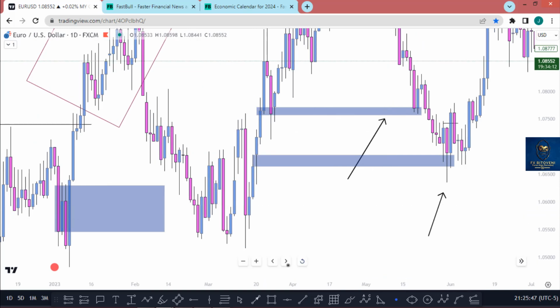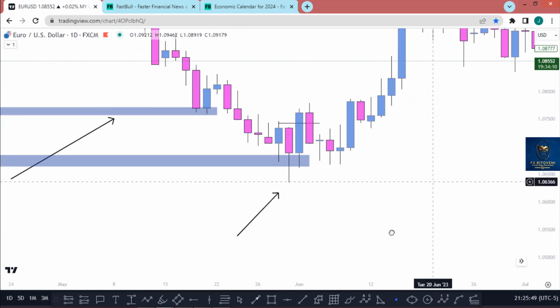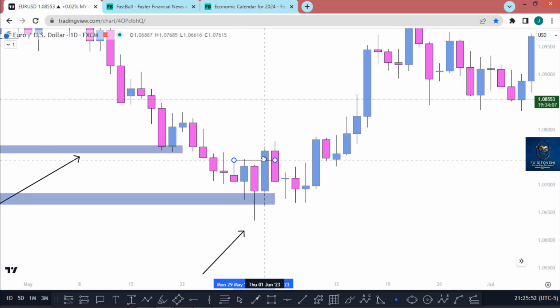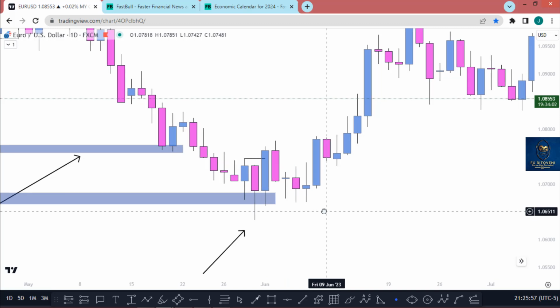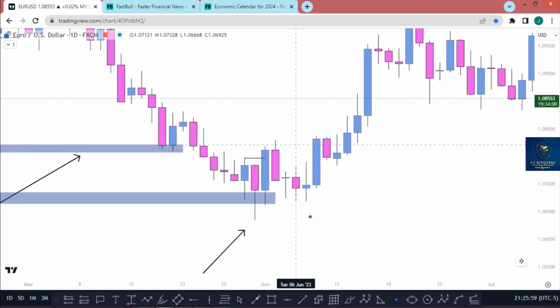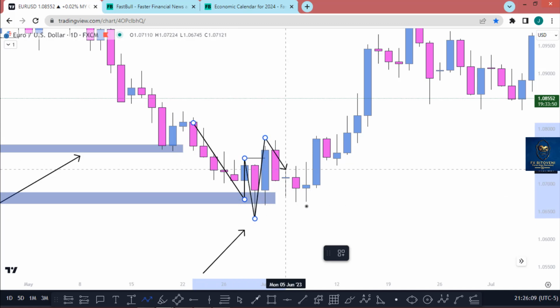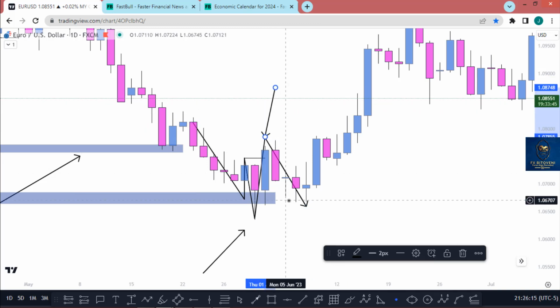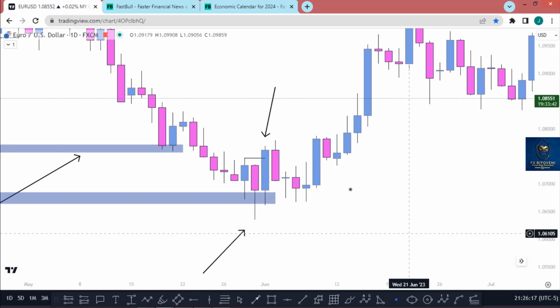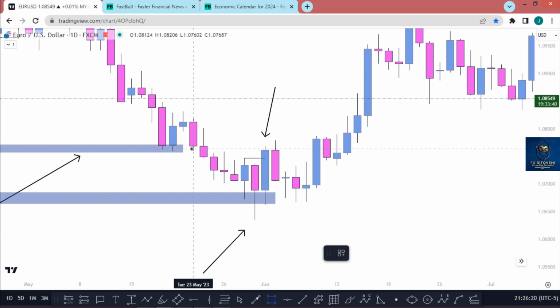So after this break of structure, where is this high going to be formed before a pullback forms? Can you see? You have a move like this, then you have a break of structure. So how can you sell this high to come back here? You need to see your imbalance resting here.